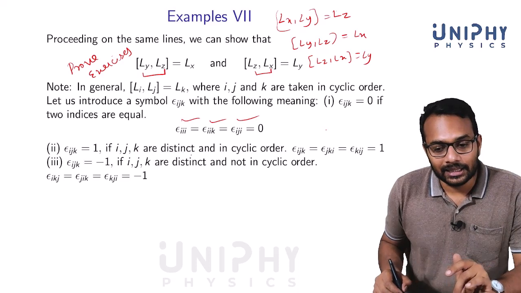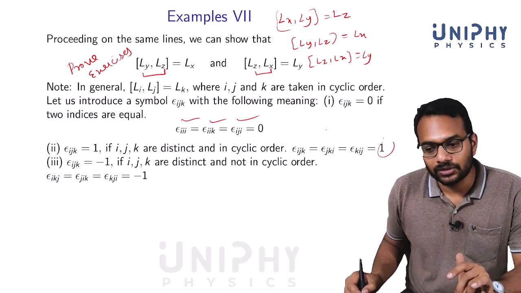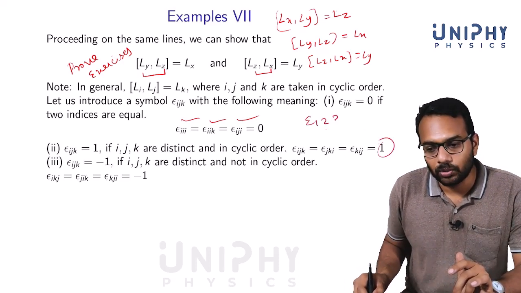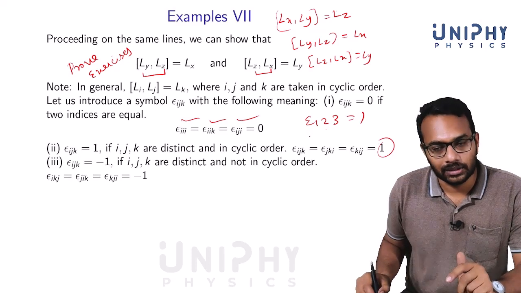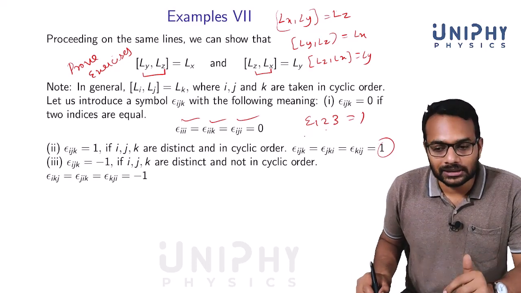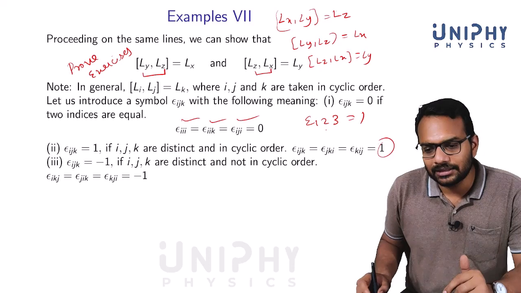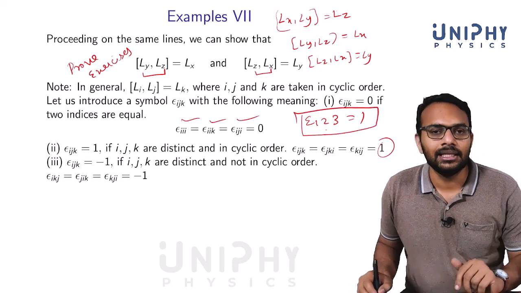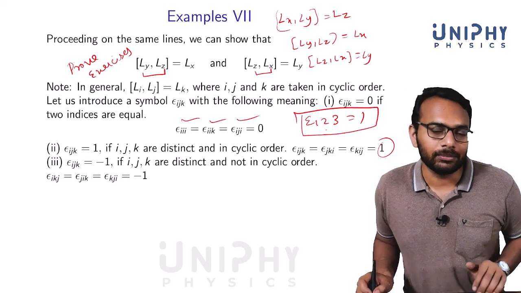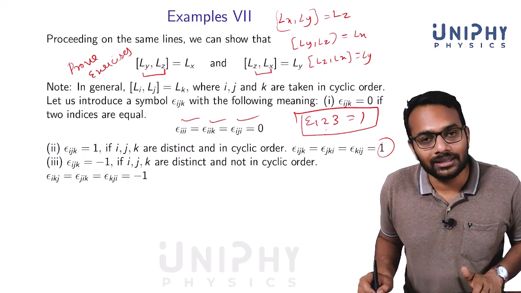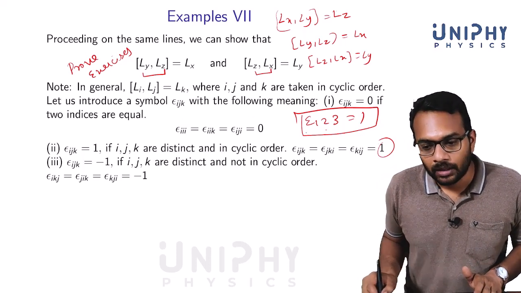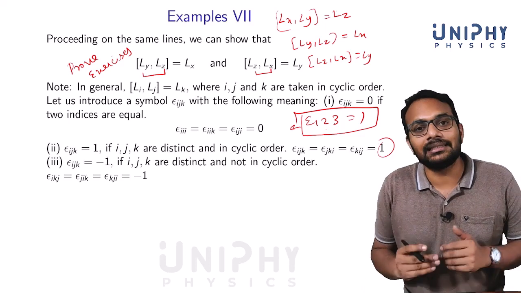If i, j, k are distinct and in cyclic order, then it's 1. For example, epsilon 1, 2, 3 is equal to 1. Actually, this is the only thing that you need to remember: epsilon 1, 2, 3 is equal to 1, or epsilon xyz equal to 1. Why? Because we have the extra information that it's completely antisymmetric.